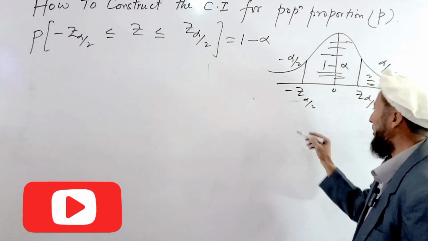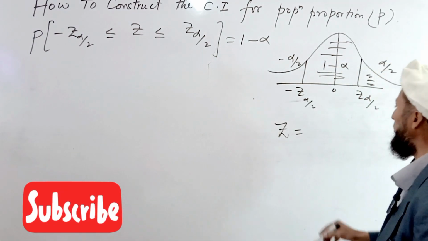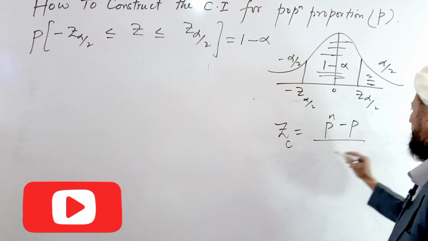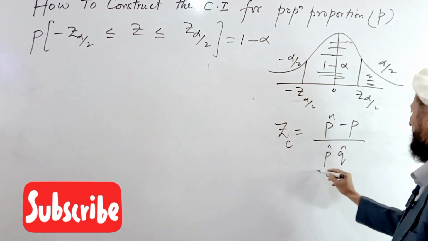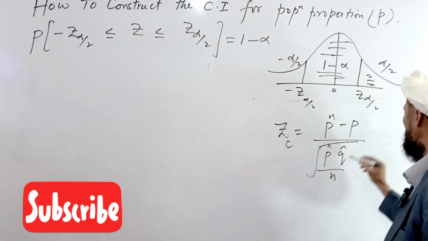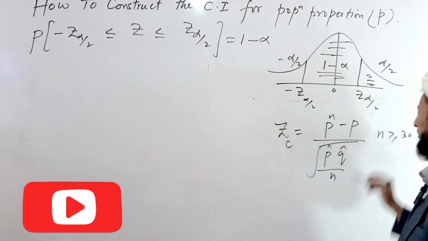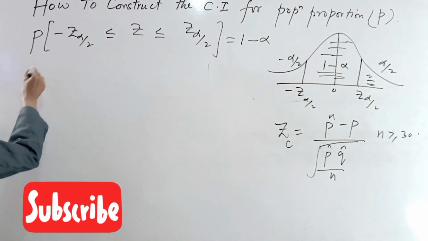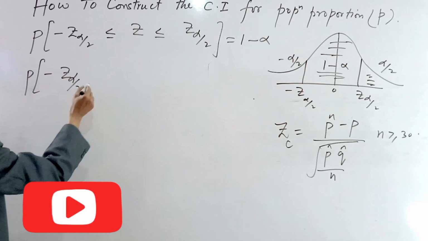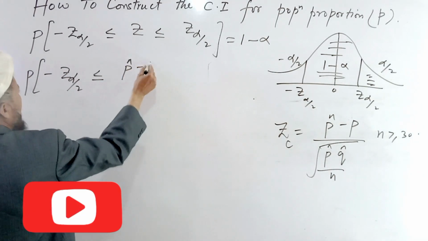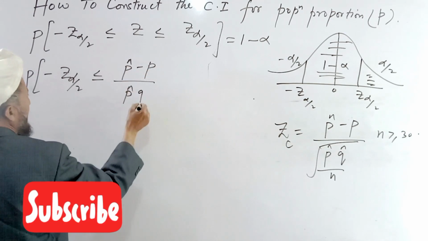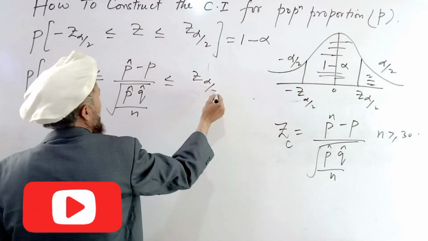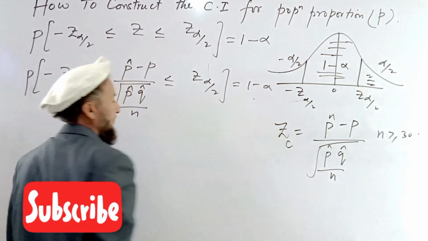Now according to the formula for the proportion, the calculated value of z is zc equals p hat minus p divided by the square root of p hat q hat divided by n, if n is greater than or equal to 30. So in the place of z, we put the value: minus z alpha by 2 less than or equal to p hat minus p divided by the square root of p hat q hat divided by n, less than or equal to z alpha by 2, is equal to 1 minus alpha.